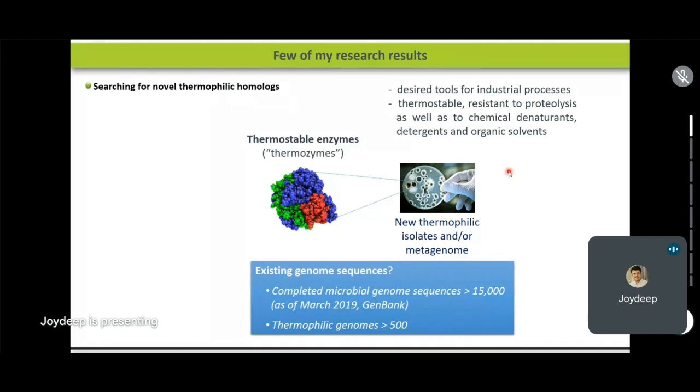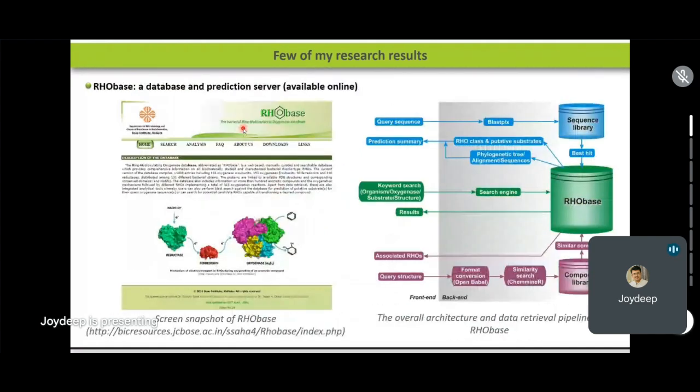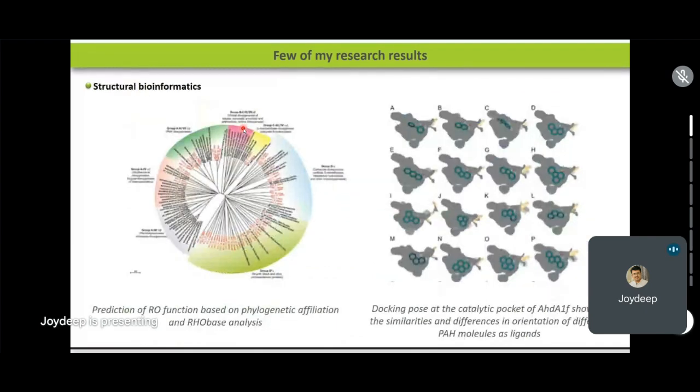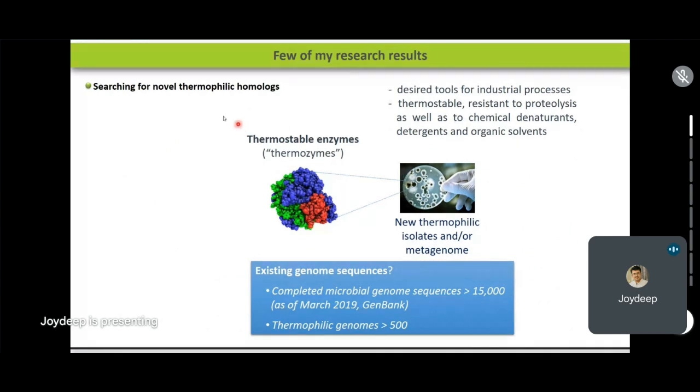Gradually, when I moved to Japan, I got interested, because until now I've been working with mesophilic enzymes, that is from normal soil bacteria. So now I focus my research towards searching for thermophilic homologs, because we know that thermozymes are very important. They are very good for various industrial processes. They are resistant to proteolysis, different chemical denaturants, detergents, organic solvents, and so on.